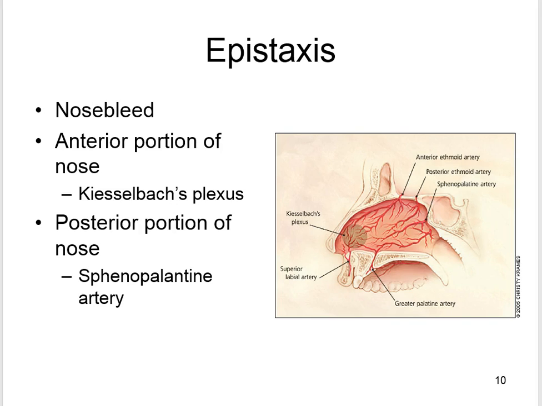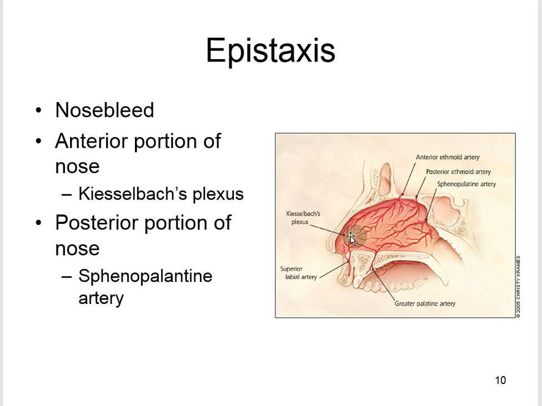Epistaxis is another name for nosebleed. The anterior portion of the nose, you have Kesselbach's plexus, and this is located over the anterior nasal septum, and that's this part right here. So this is more common, less serious, okay?